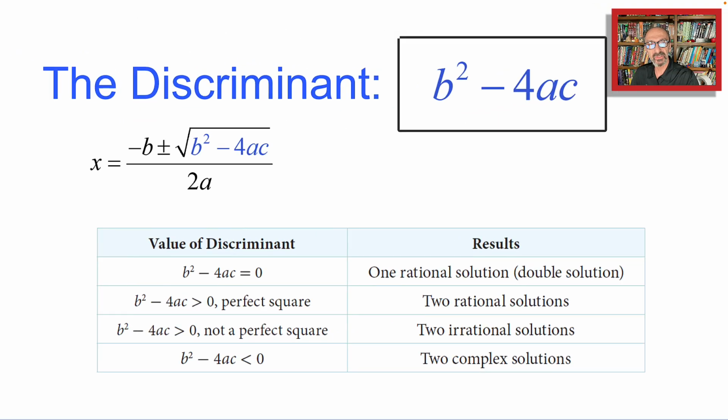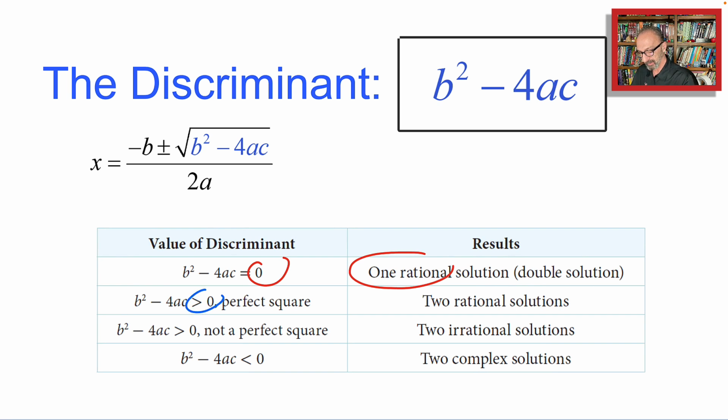The discriminant b squared minus 4ac, which, as you could see, goes inside the square root of the quadratic formula, comes in 4 types. If it equals 0, we're going to end up having a square root of 0, which is 0, so there is no need to say plus minus 0. And that will give me one rational solution.